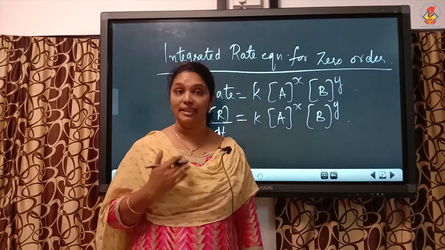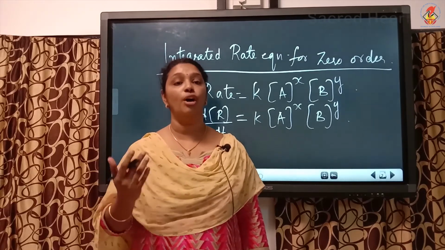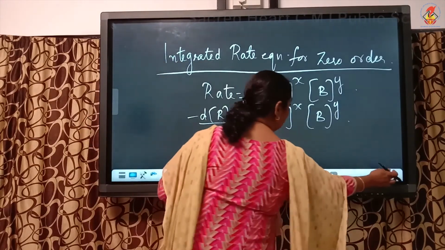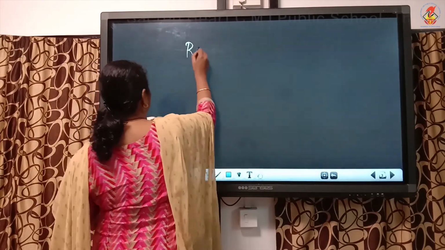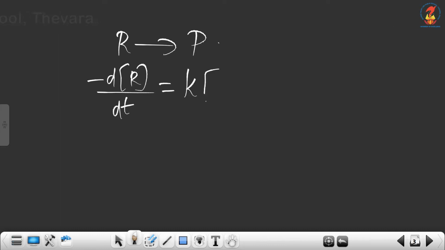So, first we are going to derive an expression to find the rate constant for a zero order reaction. So, let's start the derivation. Consider the reaction R giving P. Now, the differential rate equation for this R giving P can be written as minus dR by dt is equal to k into concentration of R raised to 0. It is raised to 0 because we are deriving for a zero order reaction.